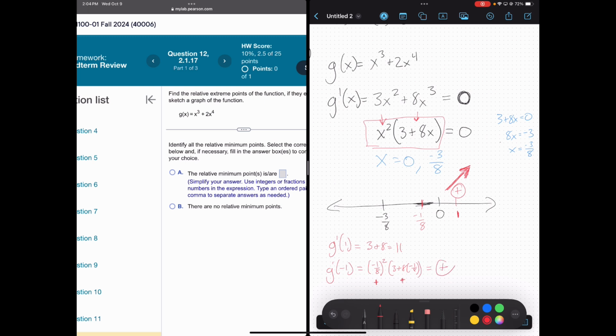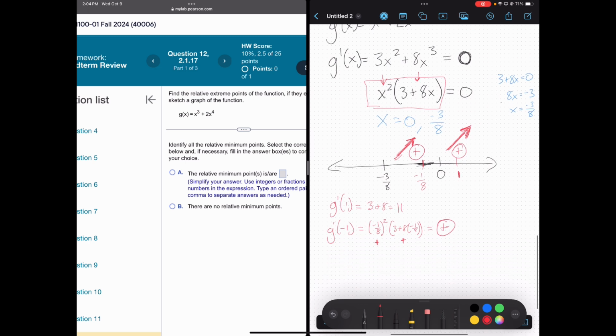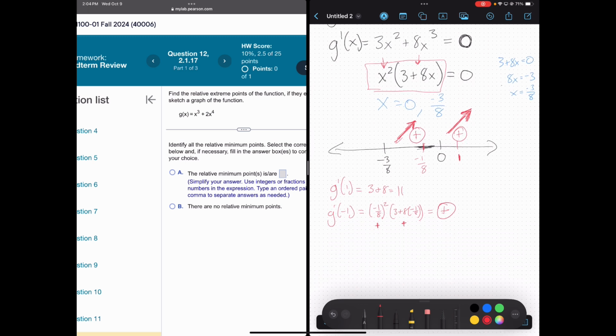So this interval is also positive, which means I'm also increasing for this interval. What does that tell me about 0? Is it a relative min? No. Is it a relative max? No, it's neither. 0 actually ends up not being either a relative min or a relative max. So now it's down to negative 3/8. What is negative 3/8? Well, now I can use negative 1, right? Oh, and this was negative 1/8. So what is g prime of negative 1? I get positive 1.